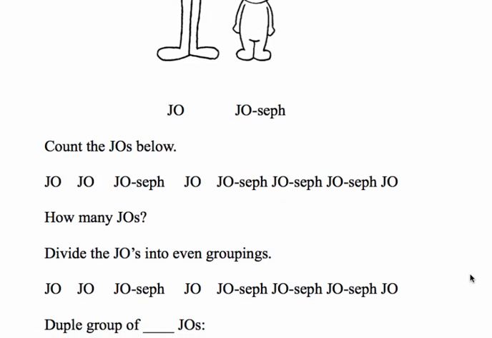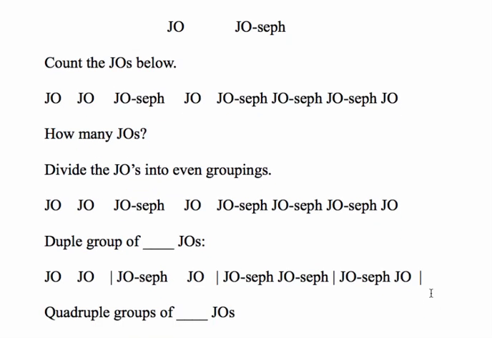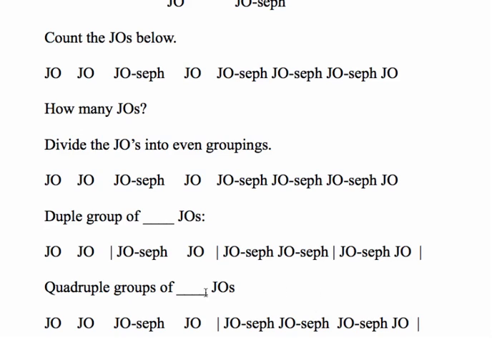Okay. Now if you were to divide them into even groupings, if we were to divide the Joes into groups of 2s, a duple group, duple meter, we'd have 4 groups of 2s. Joe, Joe, Joseph, Joe, Joseph, Joseph, Joseph, Joe. If we did it as groups of 4s, quadruple grouping, we'd have 2 groups of Joes.